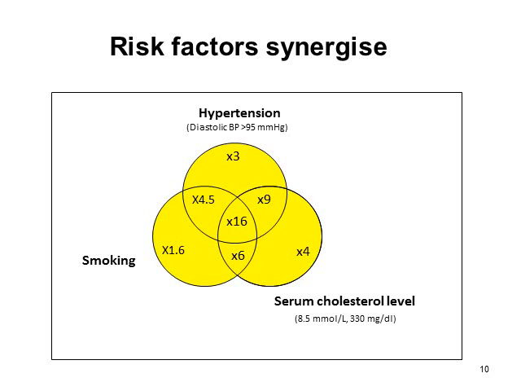The main problem here is that risk factors synergise. So for any cardiovascular disease, if you have hypertension, you have an increased risk. In this case, approximately 3 times the risk of developing a form of cardiovascular disease. Raised serum cholesterol level gives you a 4 times increased risk. Smoking is a 1.6 times risk.